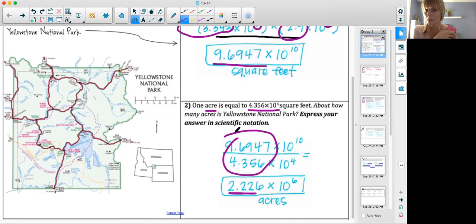Where did the exponents come from? Well, I divided coefficients and I subtracted the exponents. 10 minus 4 is 6. So it is 9.6947 times 10 to the 10th square feet approximately, which is equivalent to 2.226 times 10 to the 6th acres. These powers of 10 are place values. It's really just a way for us to write the place value without having to keep track of all of those zeros. I absolutely could have done this division in standard form, but I would have a lot of zeros, a lot of place values to keep track of, to type in my calculator. Putting it in scientific notation means I really just have to deal with the decimal coefficients, and the exponents keep track of the place values for me.